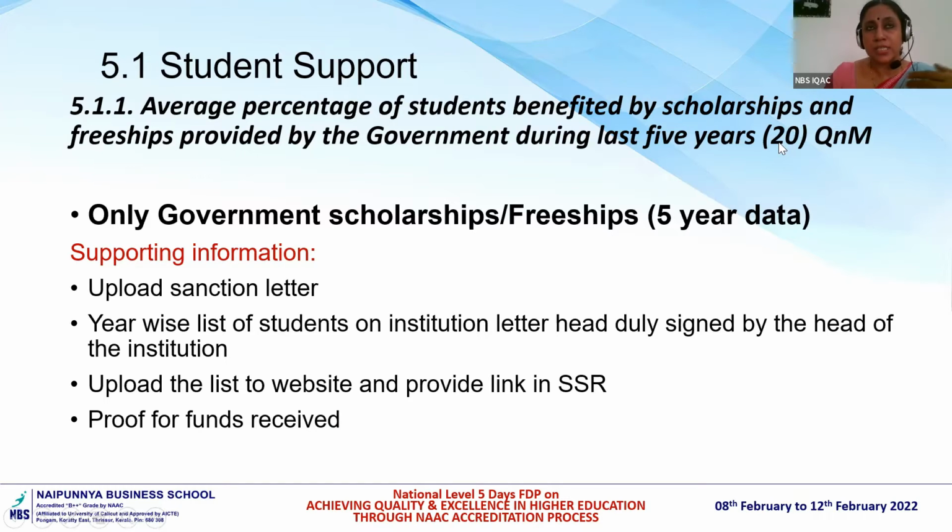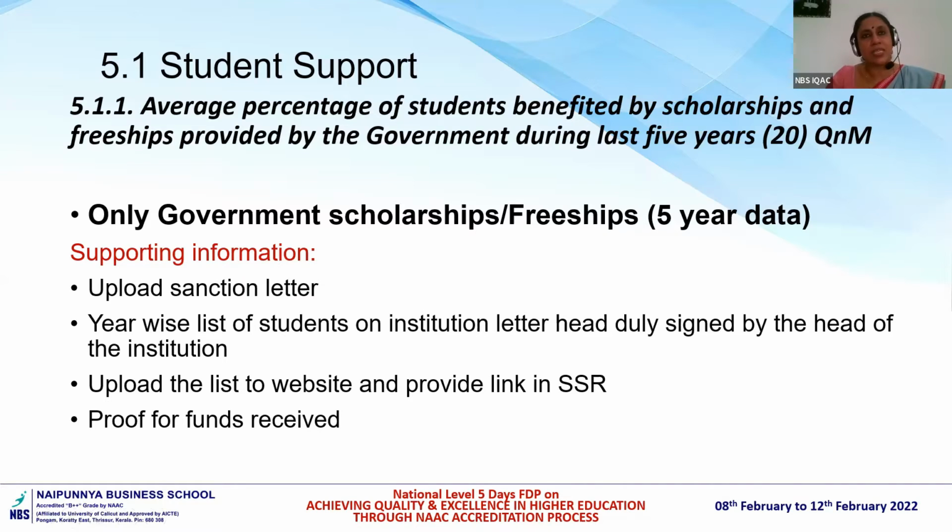Prior to 2019, NAAC was only allocating 5 marks for this, and more emphasis was being given to institution scholarships. But post 2019, NAAC has changed. They have revised the NAAC manual and increased the points here from 5 to 20. That is 15 marks increased on government scholarships, which means NAAC wants more and more institutions to encourage students to avail government scholarships and freeships.